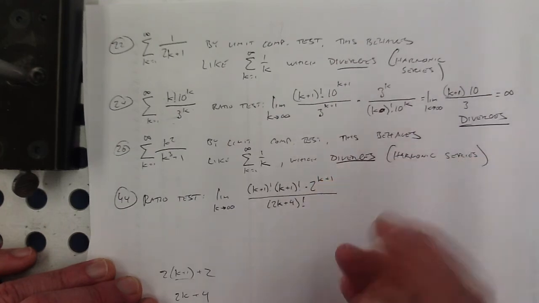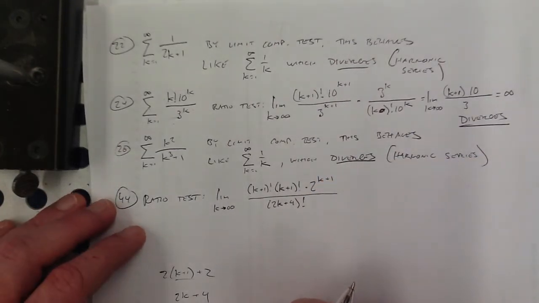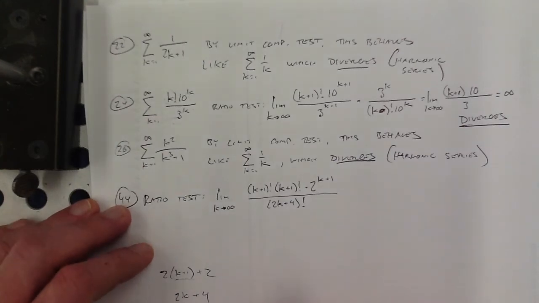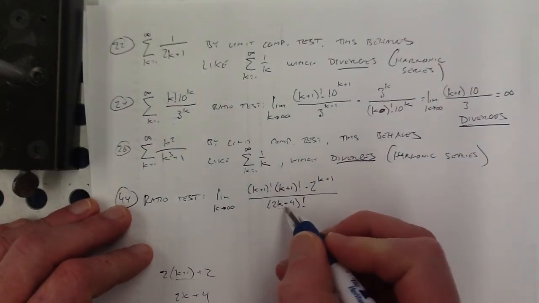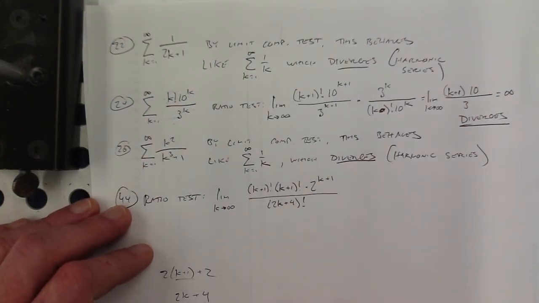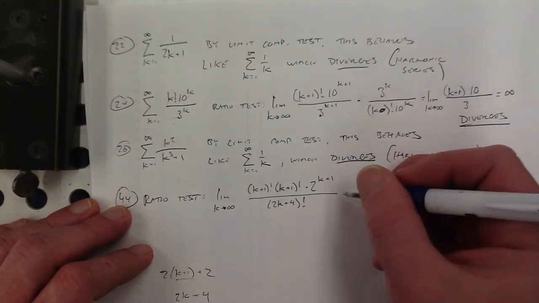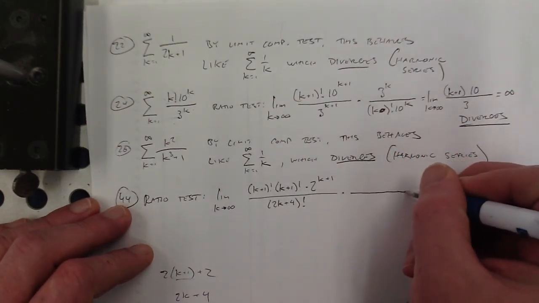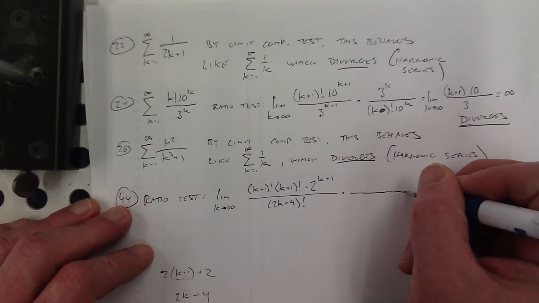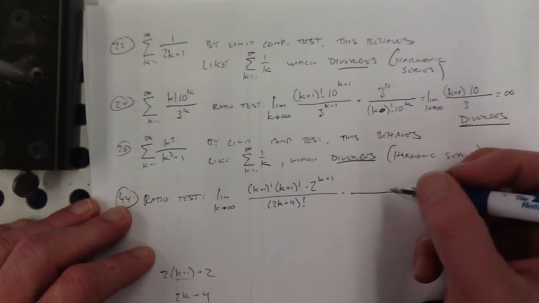Did you get that right? It's not 2k plus 3. That's not replacing the k plus 1 there, right? So it is getting multiplied by that 2 too. It's an easy mistake to make. And then we're going to divide by the k term.